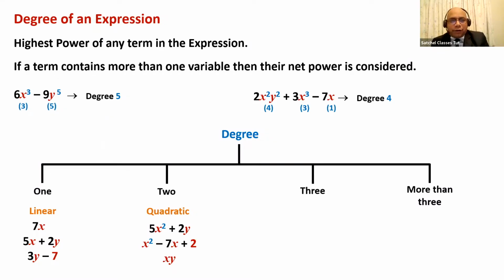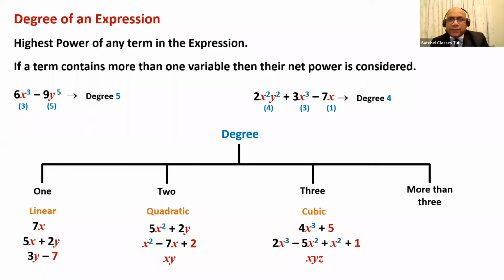When the degree of the expression is 3, it's called a cubic expression. Examples of cubic expressions are 4x cubed plus 5, 2x cubed minus 5x squared plus x squared plus 1, or simply xyz, because each of x, y, and z has a power of 1 and they are multiplied. So the combined power of that expression is 3.